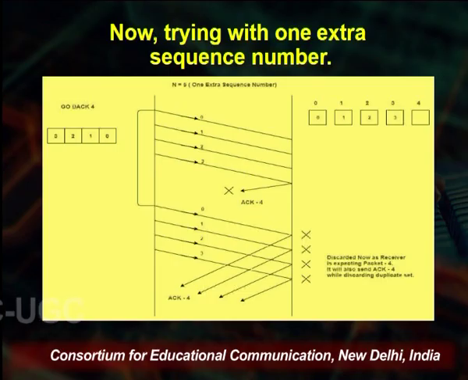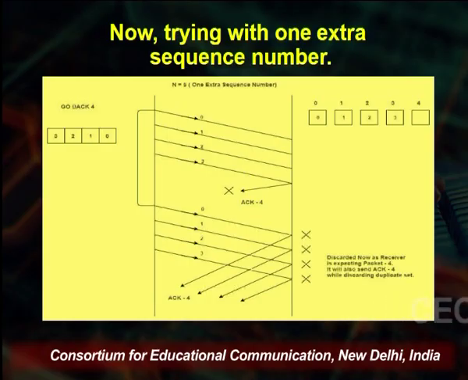Now, let us say we try out with one extra sequence number, which is now 0, 1, 2, 3 and 4 also. So, for example, 0, 1, 2, 3 are sent, and again the acknowledgement 4 is lost.